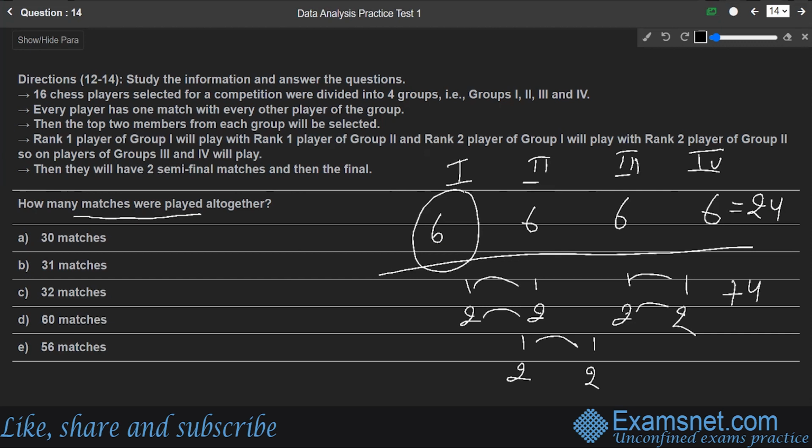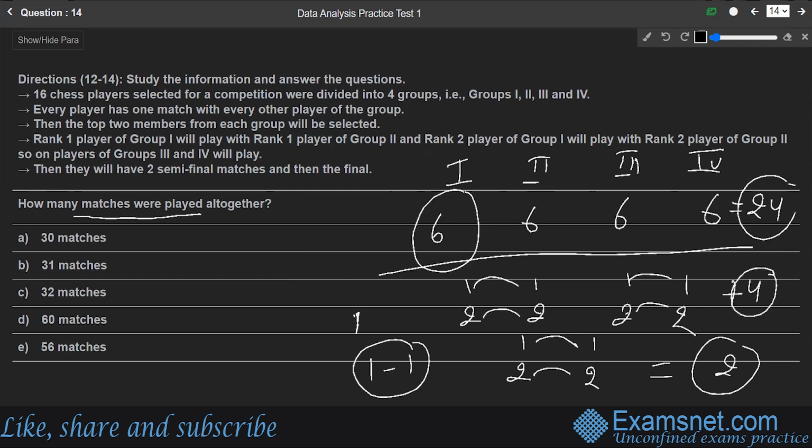One is the winner here, two is the winner here. How many matches are being played? Two matches are being played in this round, so this becomes two, and there is a final match between two teams. So one more match is being played. So how many are the total number of matches? 24 plus 4 plus 2 plus 1 is actually 24 plus 7. That is nothing but 31 matches being played.